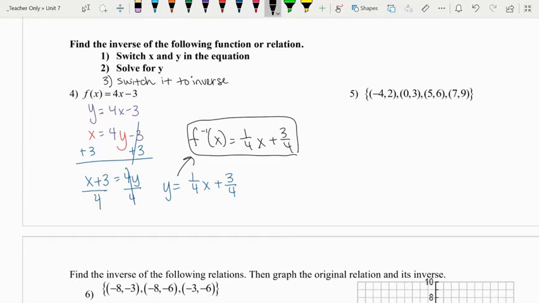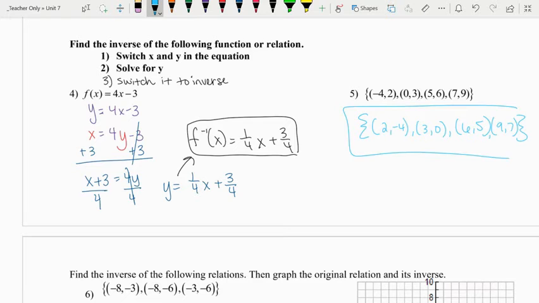Okay, now it's even easier when it comes to ones that just have points. So we switch x and y, which is step number 1. So 2, -4, 3, 0, 6, 5, 9, 7. Now, because I don't have an x and y to solve for, this is your final answer. You just switch x and y.